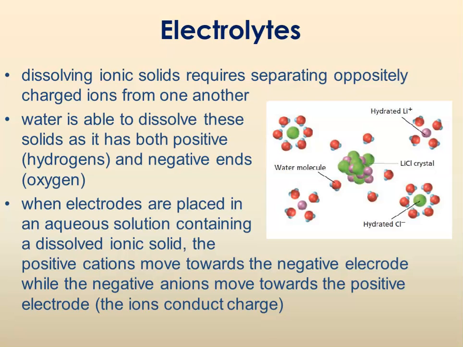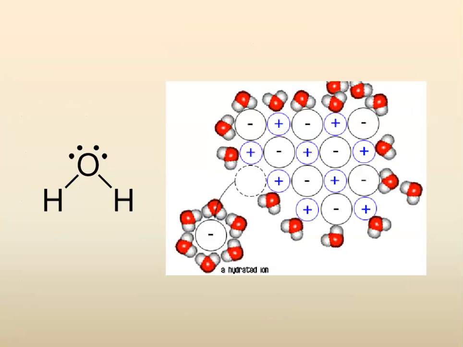Water is able to do this because it has a partial negative end with the oxygen and it has partial positive ends with the hydrogen atoms. And so when water molecules surround those cations and anions, the positive cations are drawn towards the negative electrode and the negative anions are moving towards the positive electrode. With that happening, the ions are then able to conduct charge.